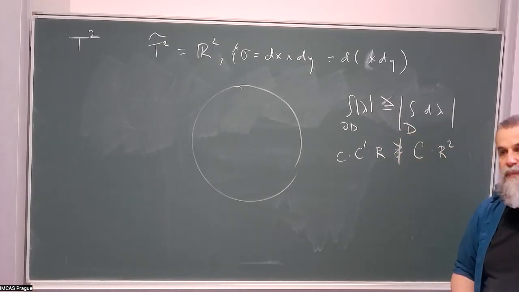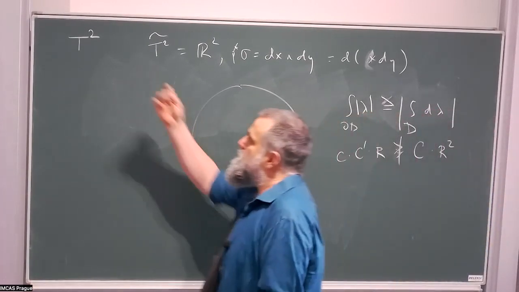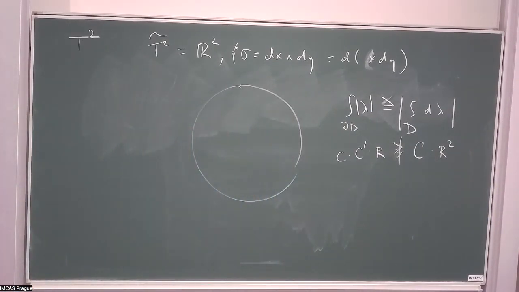It's called the isoperimetric inequality. So this is not symplectically hyperbolic. You cannot find a bounded primitive. This one is.